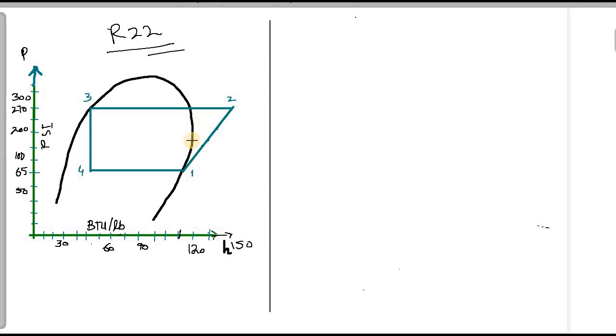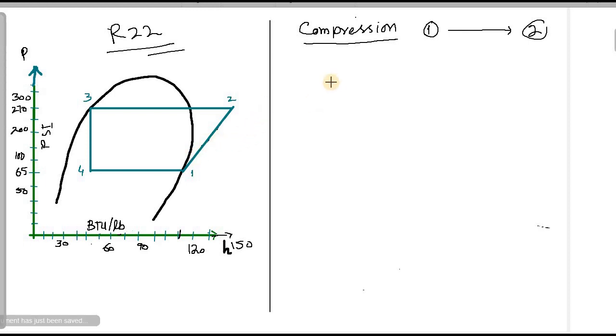So the next process is the compression process, from point 1 to point 2. Here we will find the delta P and the delta H. Delta P means the pressure difference between point 1 and point 2 during this compression process. Now we have to find the delta P in the compression process.